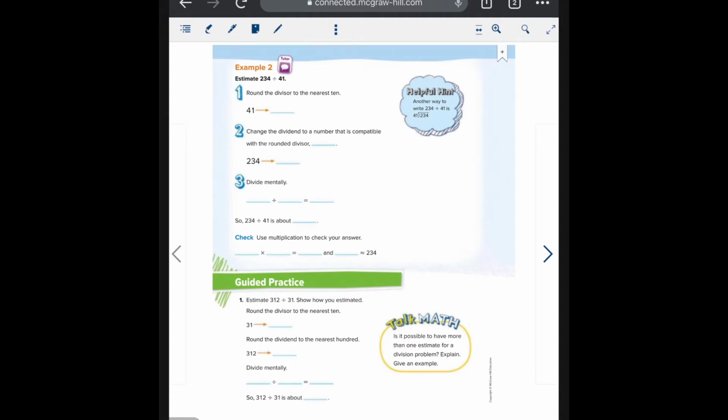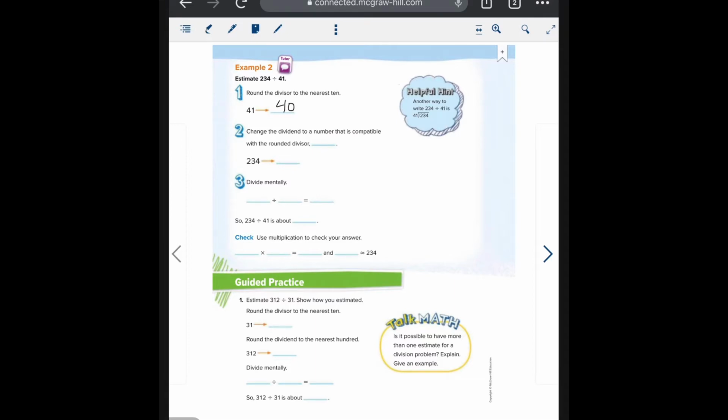Number 1, round the divisor to the nearest 10. Now you can tell which one is the divisor by reading it out loud. It says, estimate 234 divided by 41. So if we were to bracket it up, it would look like this. And you can tell what is the divisor by what's going to go on the outside of the bracket. Let's begin. Let's round 41 to the nearest 10. Well, that's going to be closer to 40 than 50.